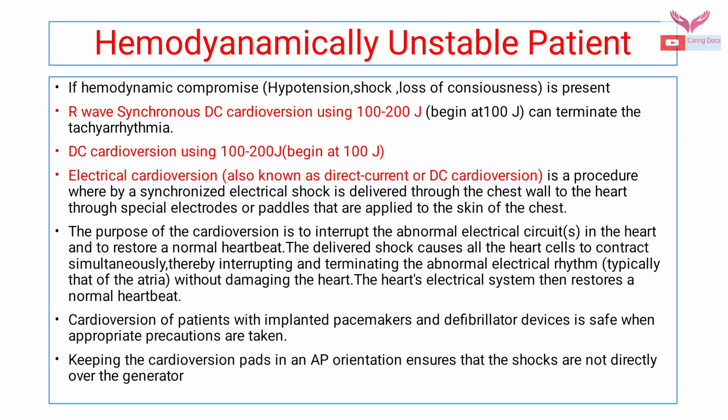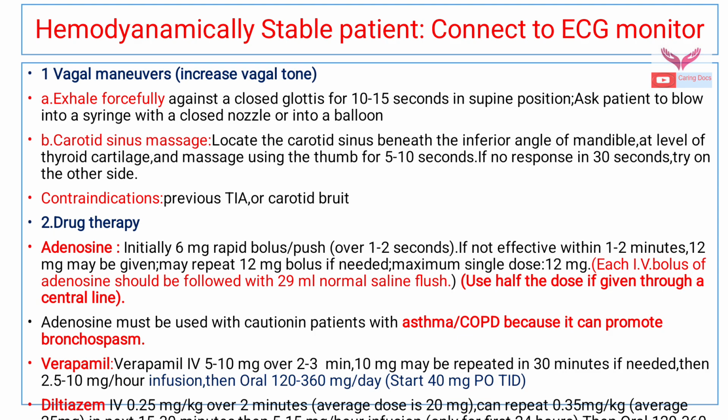Cardioversion of a patient with implanted pacemaker or defibrillator devices is safe when appropriate precautions are taken. We have to keep the cardioversion pads in AP orientation. It ensures that shocks are not directly over the generator. For hemodynamically stable patients, we have to connect the patient to an ECG monitor.